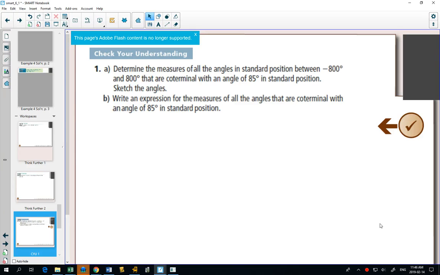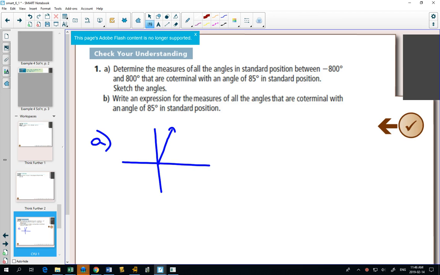Determine the measures of all the angles between negative 800 and 800 that are coterminal with 85 degrees in standard position. So I'm going to start off by drawing 85 degrees in standard position. Can you tell me another angle, and we'll label them here, coterminal with 85 degrees?